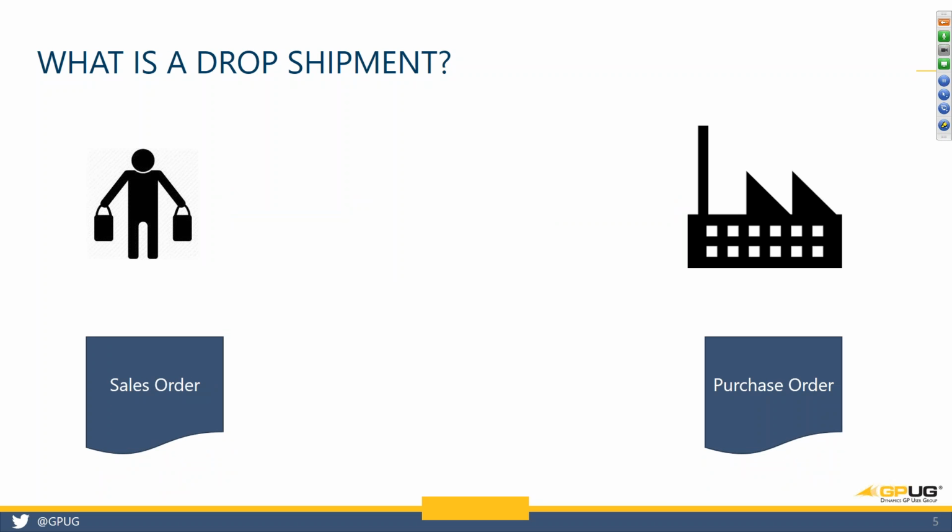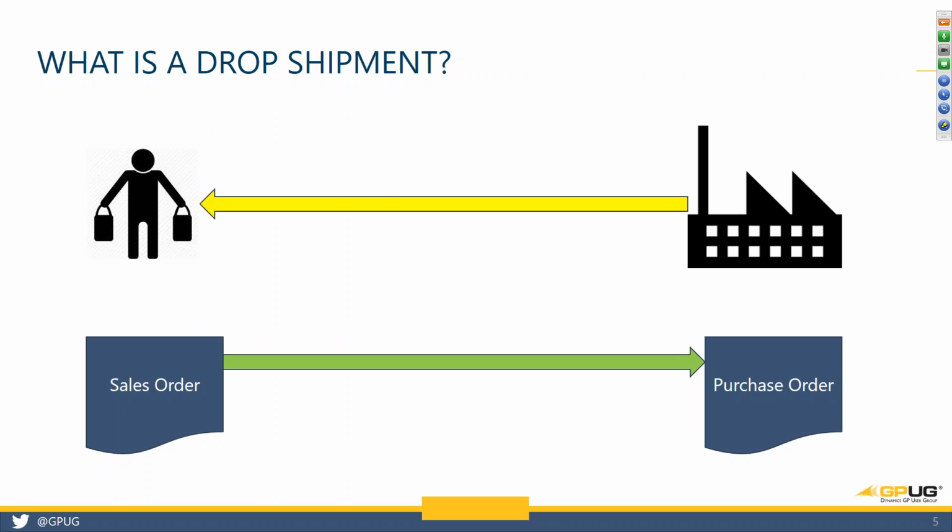In the case of a drop shipment, we've still got our vendor, we've still got our purchase order, we've still got our customer, we've still got our sales order, but we're moving the goods, like I said, directly from the factory to the customer. So there's no need for our warehouse. In fact, a lot of companies that do drop shipments actually work out of somebody's living room.